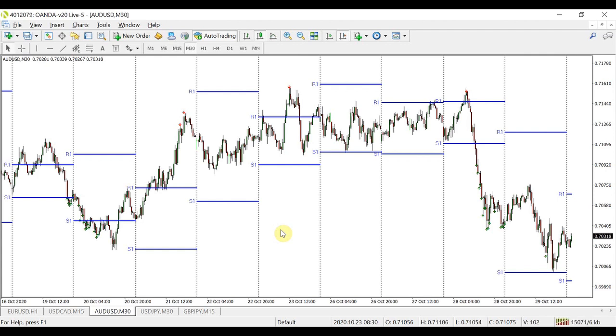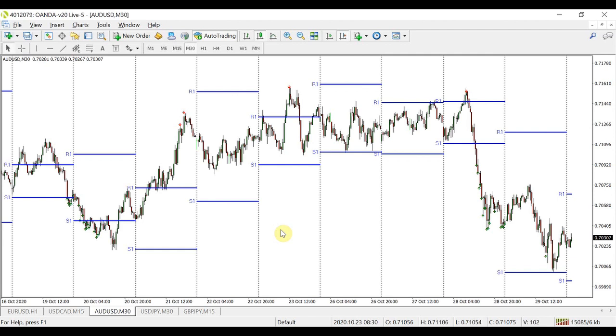And the reason why I'm saying that these are great profit-taking levels, especially if you're doing day trading, is because these levels get hit quite often. So it's around 75 to 78% of the time that R1 and S1 levels that were set for the day will be hit.